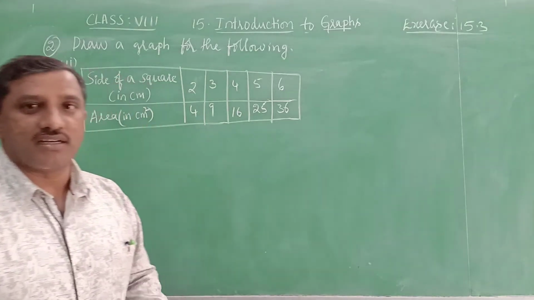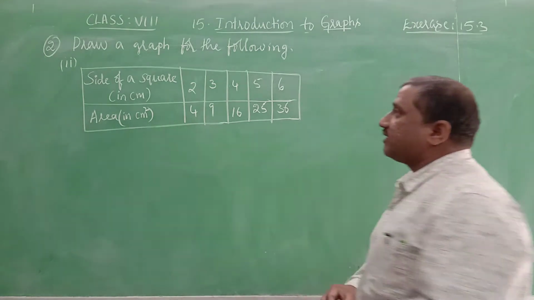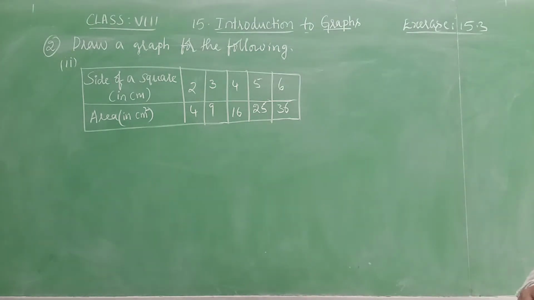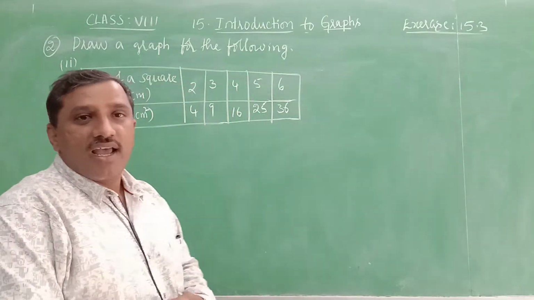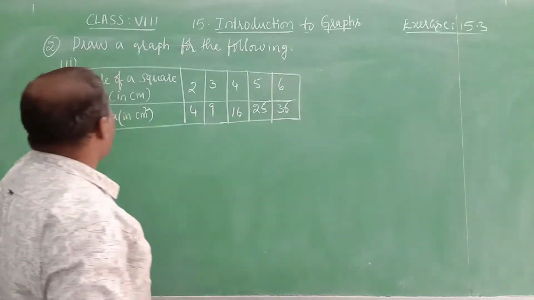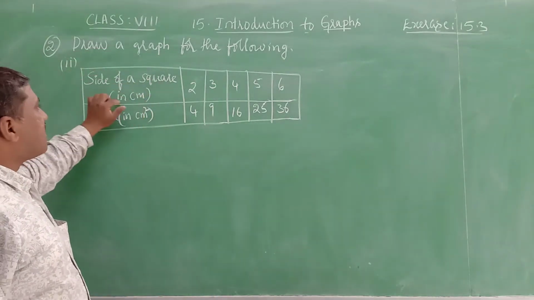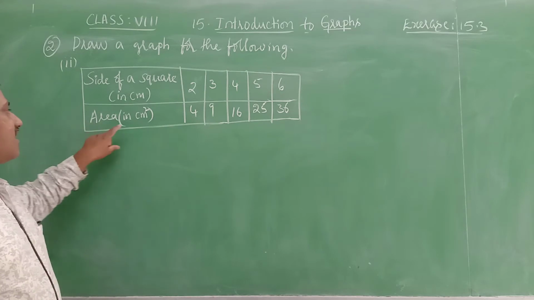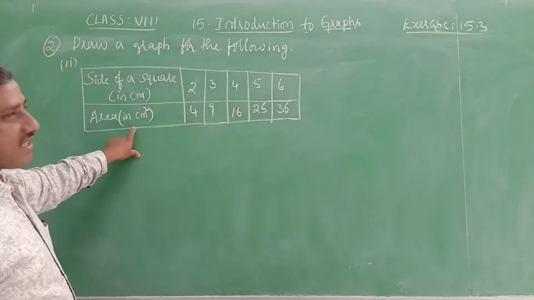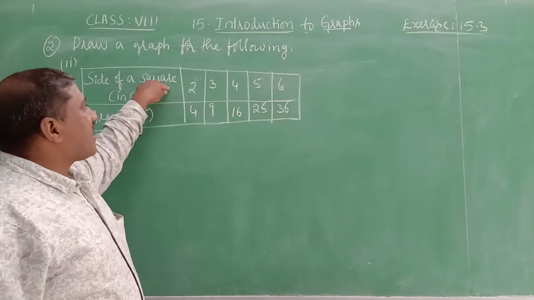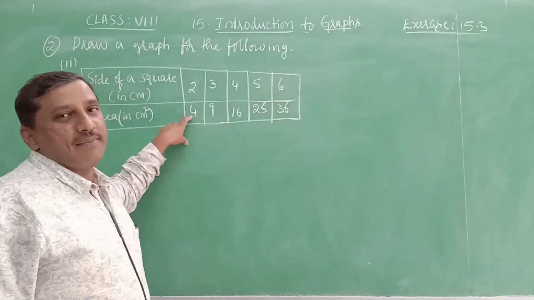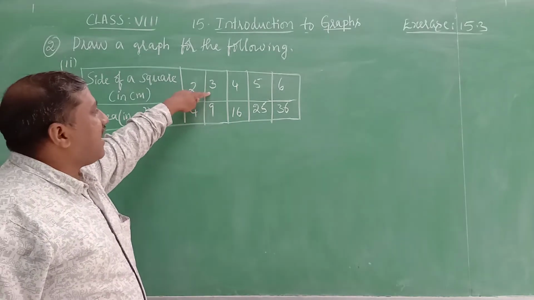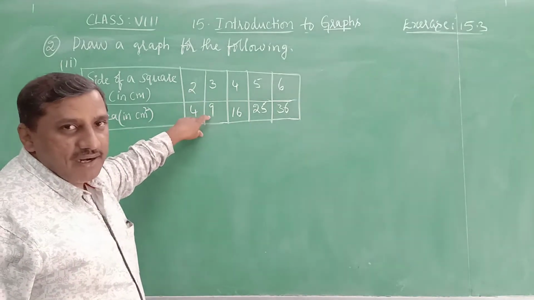Now we will discuss exercise number 15.3, the second bit. Draw a graph for the following. There are two questions related to the side of a square and the area of a square. The side of a square is given in centimeters, whereas the area is in square centimeters. If the side is 2 centimeters, its area is 4 square centimeters. If the side is 3, the area will be 9 square centimeters.